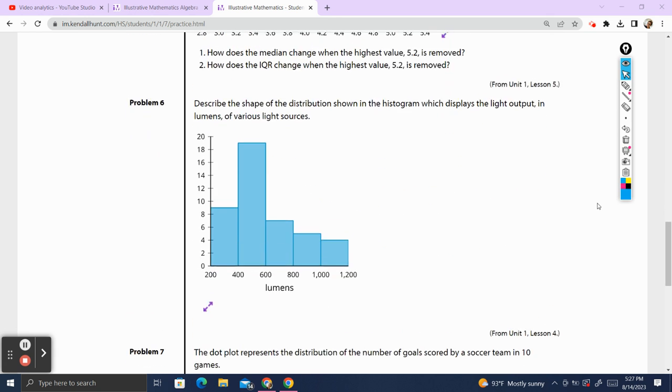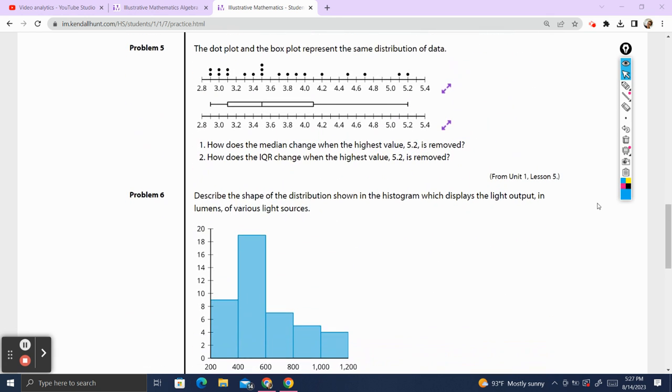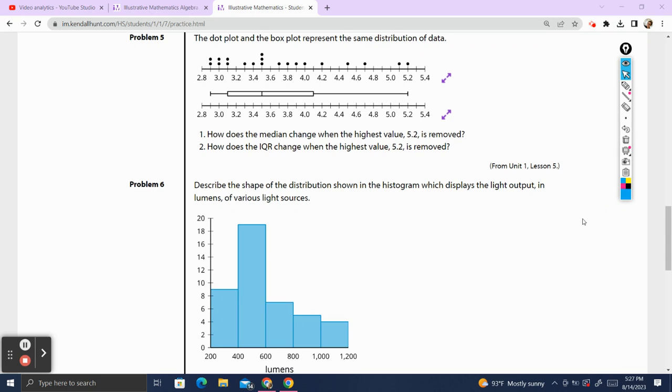Problem number 5 and 6. The dot plot below represents the same distribution of data. So we have a dot plot here and a box plot here. How does the median change when the highest value is removed? How does the IQR change when the highest value is removed?